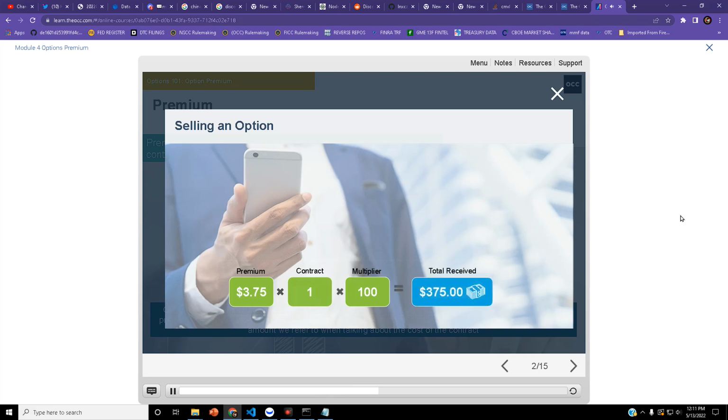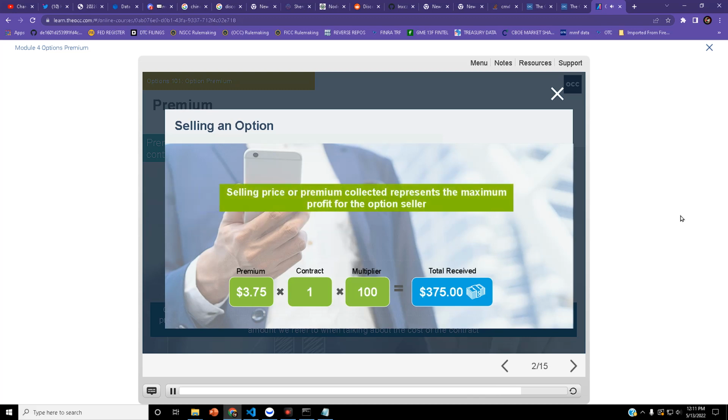Option sellers bear the brunt of the risk in the option trade, as they are obligated to fulfill the terms of the contract regardless of where the underlying shares might be trading as the contract reaches maturity. For this reason and others, the premium paid to the seller is non-refundable. It is the seller's to keep regardless of the outcome of the trade. However, the premium collected also represents the maximum profit for the seller, meaning a seller cannot make more than the premium they receive.